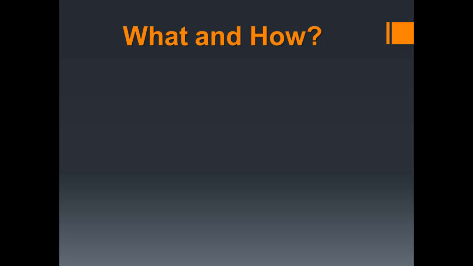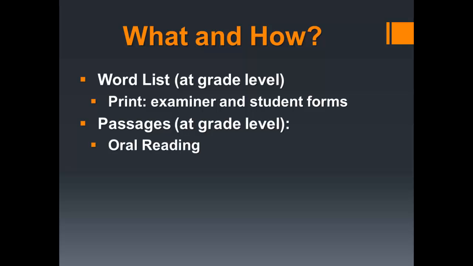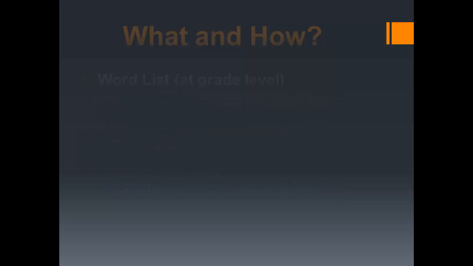What are you going to need? How are you going to do it? First of all, you need the word list only at grade level. Before you administer the measure, you have printed out both the examiner and student forms. You need passages again only at the grade level, one to be used for oral reading and one for silent reading. And again, both must be printed out prior to the assessment.